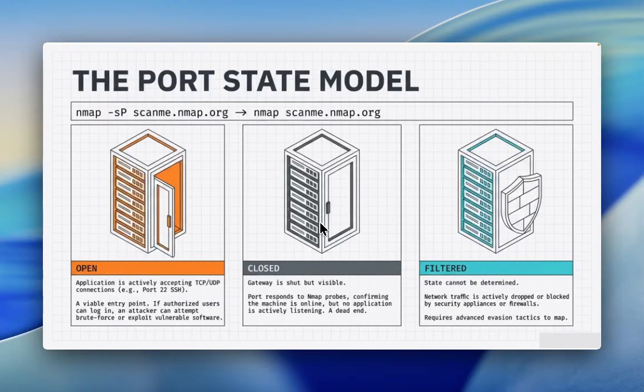The port state model: nmap -sP scanme.nmap.org, nmap scanme.nmap.org. Open: an application is actively accepting TCP/UDP connections, example port 22 SSH, a viable entry point. If authorized users can log in, an attacker can attempt brute force or exploit vulnerable software. Closed: gateway shut but visible. The port responds to nmap probes, confirming the machine is online but no application is actively listening.